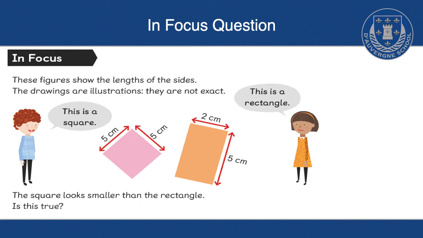Now, like it says, these aren't drawn to size. So yes, the square looks smaller, but is it actually smaller than the rectangle? What would you do to work it out? Look what information you're given and have a go. Pause the video.